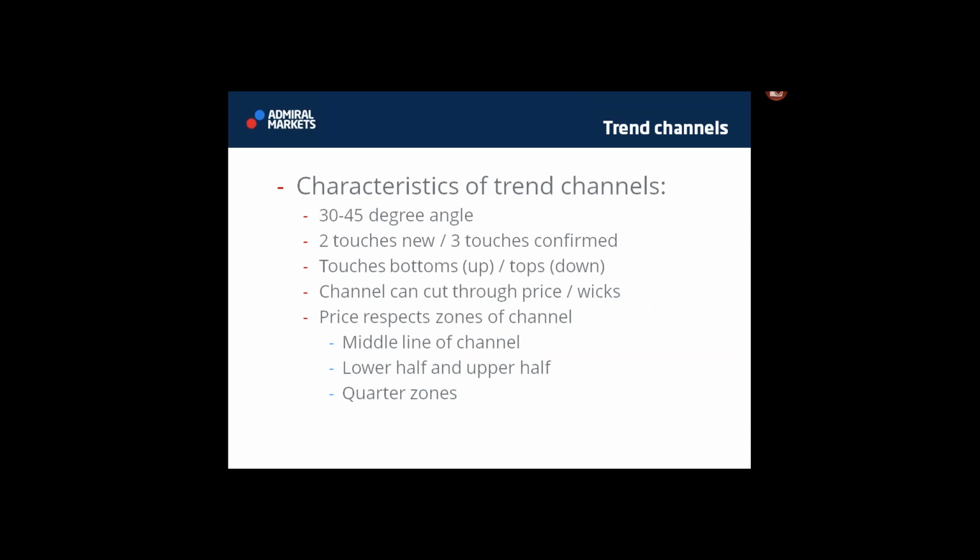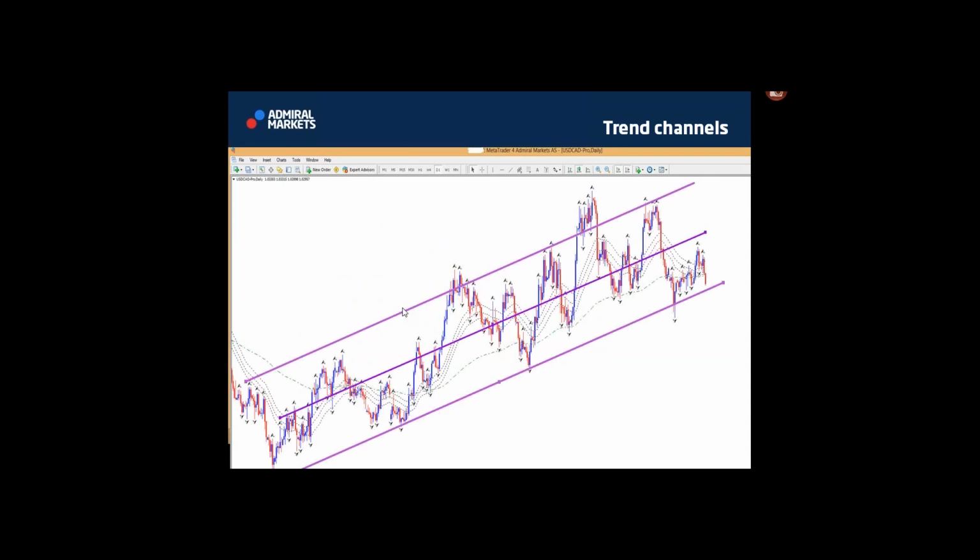Part of the things you want to see in trends, number of touches. Especially if you're in an uptrend, you want to see 3 touches at the bottom in the channel. Sometimes a channel can cut through a bit of price, and typically you'll see price respecting the zones within that channel, the middle line, the top parts, and the quarter levels. So let me show you an example so it's a bit more intuitive.